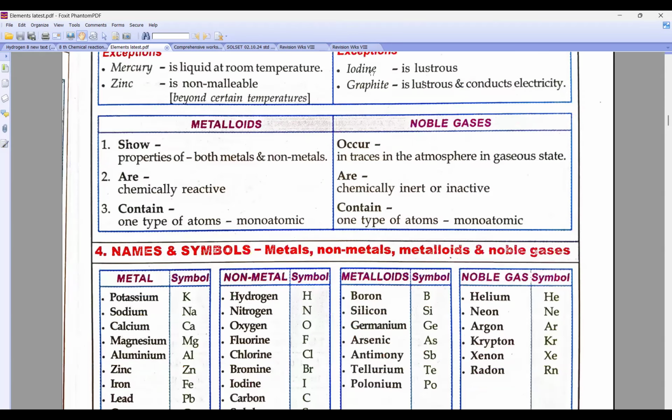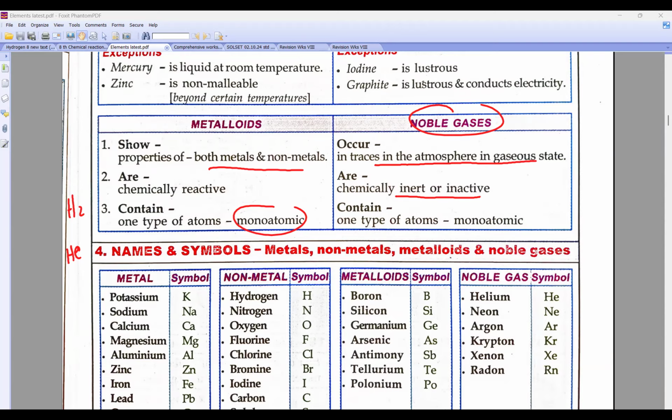Metalloids. Metalloid means what? They show properties of both metal and non-metal. Noble gases are monoatomic, means they exist singly. Like hydrogen, I can write H2, but helium will be He only. It won't be He2. Noble gases are found in traces in the atmosphere. Name the element which is found in traces in the atmosphere. Answer will be noble gas. They are chemically inert or inactive. They do not react. They are also monoatomic.